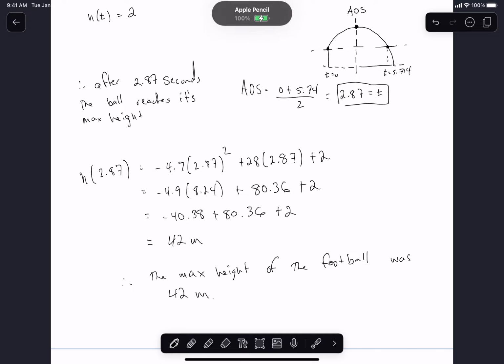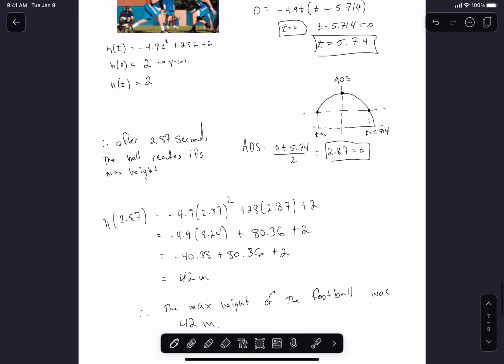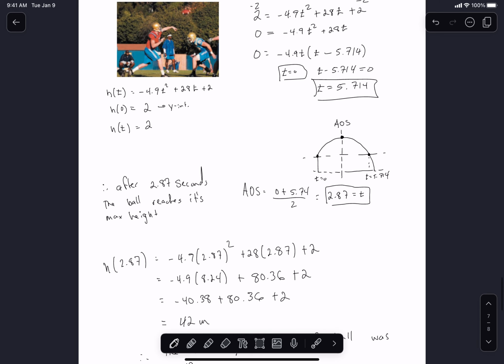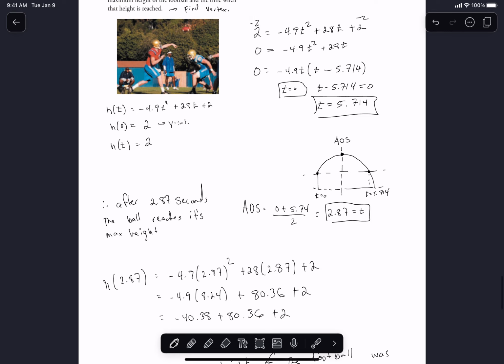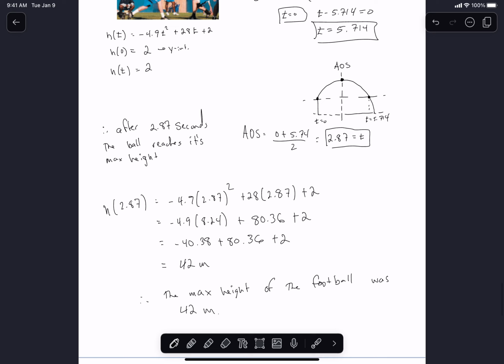Using the partial factoring process, identify two values of t that have the same y values, and then find the middle of said t values. That'd be the axis of symmetry. Substitute the axis of symmetry into the equation to get your max height of 42 meters. Okay, so that's that question.